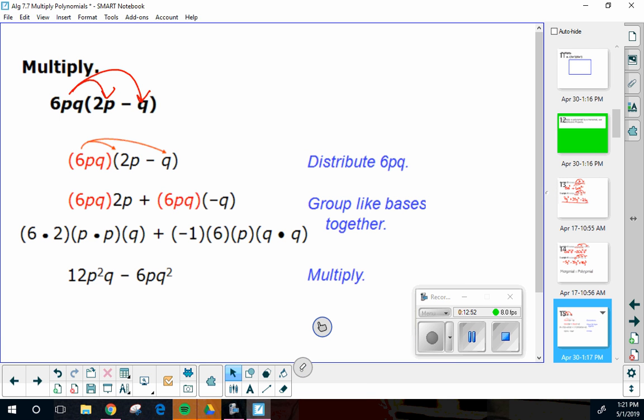I'm sorry, not negative. 12p squared q minus 6pq squared. This is the answer right here. This is a long explanation. I just distribute.